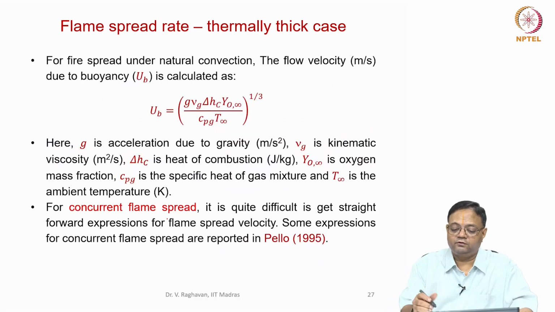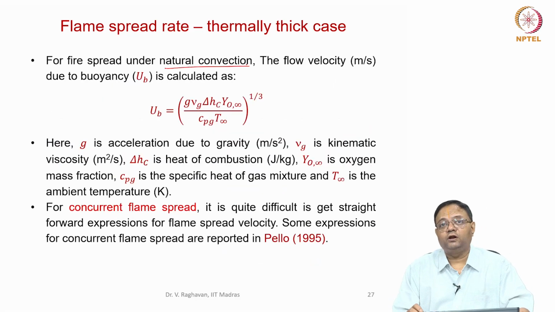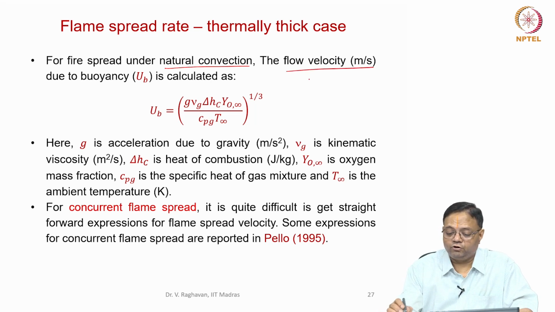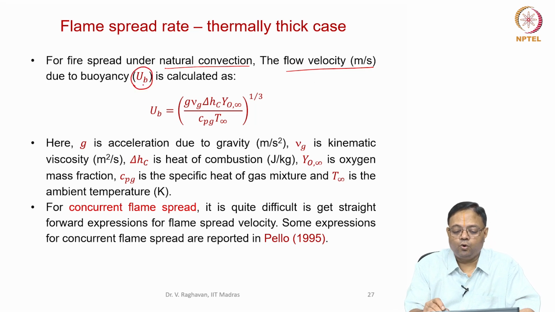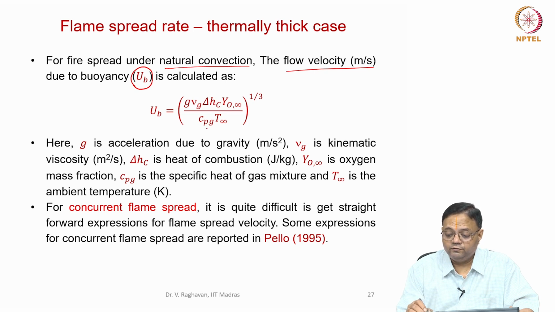What if there is a flame spread in a natural convection? Then the flow velocity, instead of u infinity, will be replaced by u b, which is the buoyancy induced velocity. U b is g nu g delta h c y infinity by c p g T infinity, whole power 1 by 3. So, this is the expression which is available in literature.